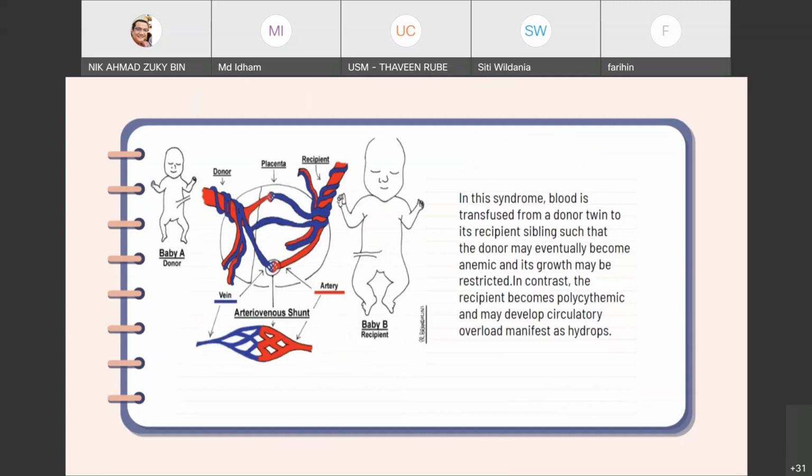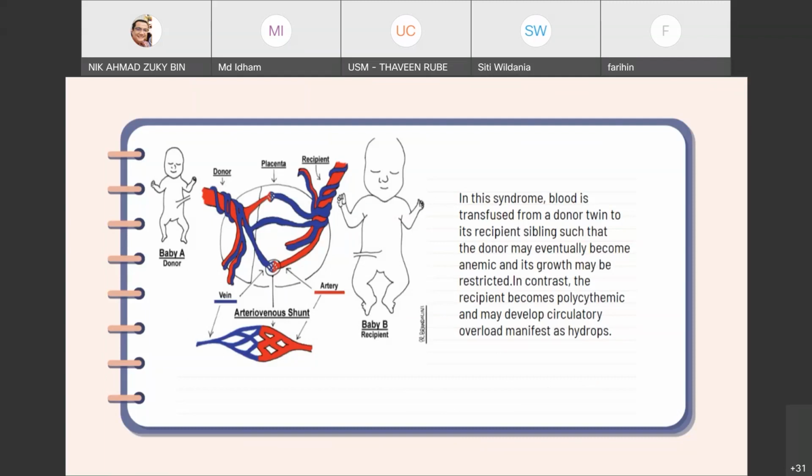In this syndrome, the blood is transfused from a donor twin to its recipient sibling, such that the donor may eventually become anemic and its growth might be restricted. In contrast, the recipient becomes polycythemic, meaning there are a lot of red blood cells, and may develop circulatory overload, manifesting as hydrops. So basically the donor baby will become hypovolemic, with very little blood, and the recipient baby will have hypervolemia, which later I will talk about, the complications that it leads to.